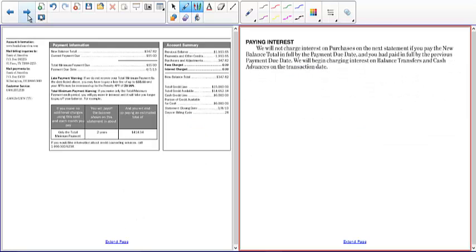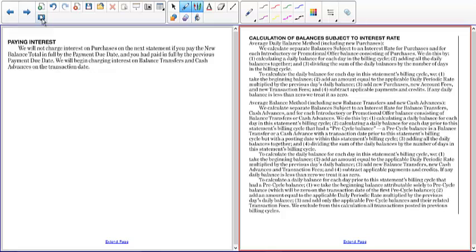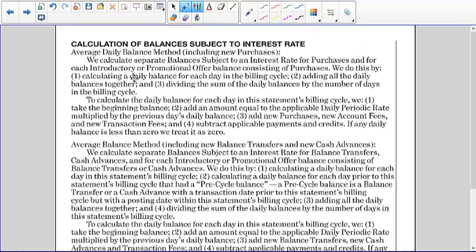I already showed you this. This is my credit card thing. I put this up here. This is the actual verbiage for how they calculate the interest rate. So they say they use the average daily balance method, including new purchases. We calculate separate balances subject to an interest rate for purchases and for each introductory or promotional offer balance consisting of purchases. We do this by calculating a daily balance for each day in the billing cycle, adding all the balances together and dividing the sum of the daily balances by the number of days in the billing cycle.